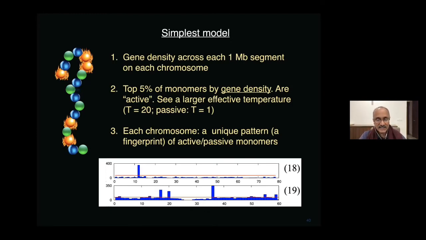Look at chromosome 19, which is gene rich. Chromosome 19 has 1, 2, 3, 4, 5, 6, 7, 8 monomers that sit above that background and therefore are active. So chromosome 19 is a more active chromosome, in the sense of having more active monomers than chromosome 18. And this reflects the underlying biology at the level of sequence and the level of activity.